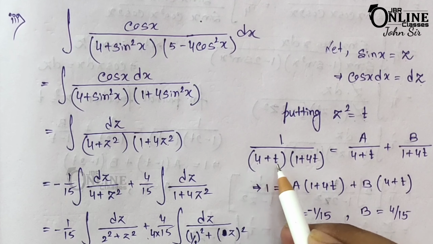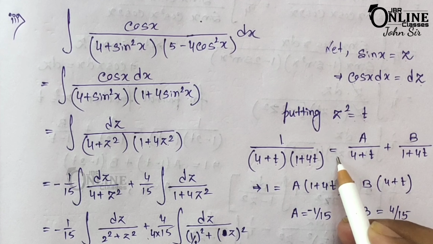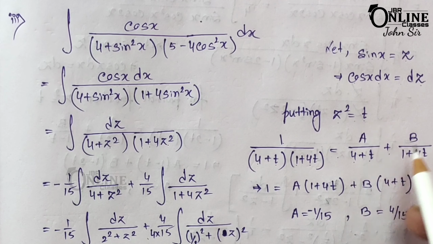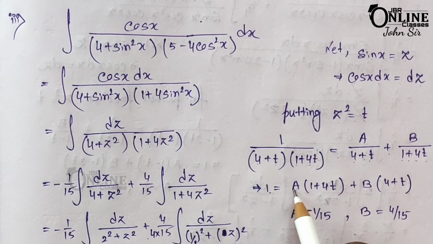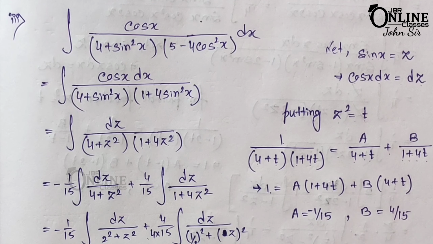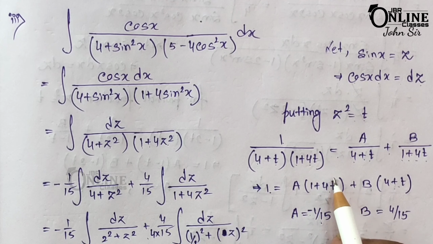So 1 by 4 plus t, 1 plus 4t, that equals a by 4 plus t plus b by 1 plus 4t. So 1 equals a into this one plus b into this one. Now if here t equals minus 4, then this portion will be 0. So a equals minus 1 by 15. And if you let t equal to minus 1 by 4, then this portion will be 0 and b equals 4 by 15.